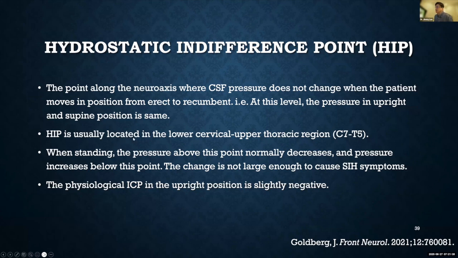This point, called the hydrostatic indifference point, is usually located in the lower cervical, upper thoracic region, around C7 to T5. So you can imagine when you stand, pressure above this point will decrease. It's like a water column. And the pressure below this point and lower in the spine will increase. This change typically happens, but it's not large enough to cause symptoms of intracranial hypotension. And physiological ICP in the upright position is actually negative relative to the atmosphere.